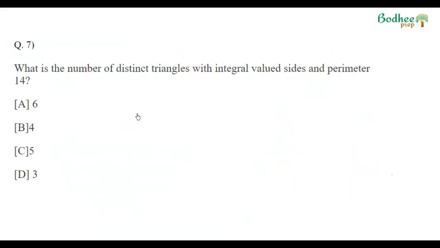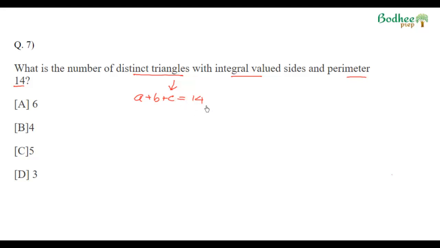The similar kind of question we have already done a couple of questions back. It says that we have to find the number of distinct triangles which have integral side lengths and the perimeter is 14. So let us assume that the sides are A, B and C. So A plus B plus C has to be equal to 14. And let us assume that C is the largest side.